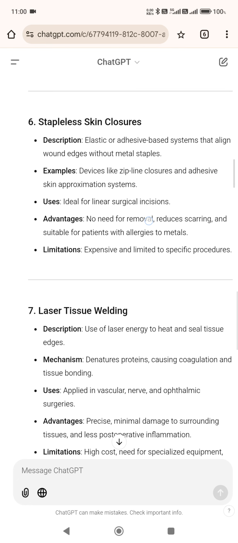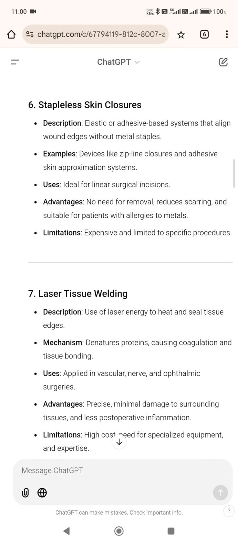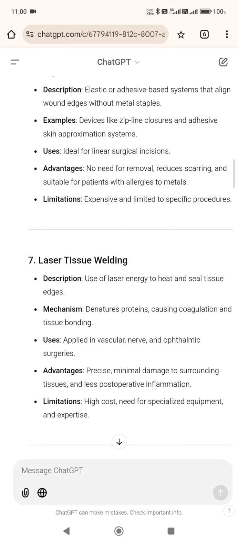6. Stapleless skin closures. Description: elastic or adhesive-based systems that align wound edges without metal staples. Examples: devices like zipline closures and adhesive skin approximation systems. Uses: ideal for linear surgical incisions. Advantages: no need for removal, reduces scarring, and suitable for patients with allergies to metals. Limitations: expensive and limited to specific procedures.